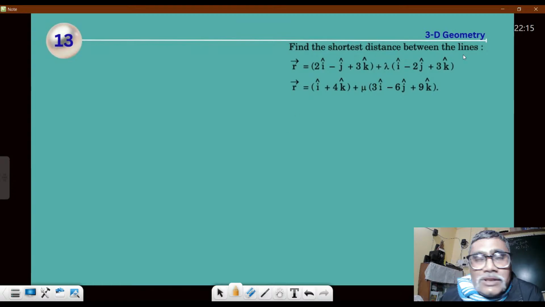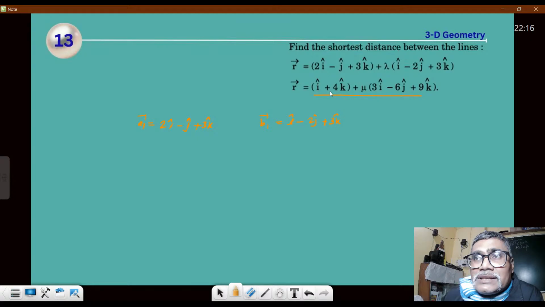Find the shortest distance between these lines, right? So here, actually, I just want to tell you about this. Because of that, I am going to do the problem. The first line is already in the standard format. So here, if I compare, what is A vector, A1 vector? A1 vector is 2 i cap minus j cap plus 3 k cap. Please listen to me very carefully. B1, don't write below A1. So in the side you write. The B1 is i cap minus 2 j cap plus 3 k cap.